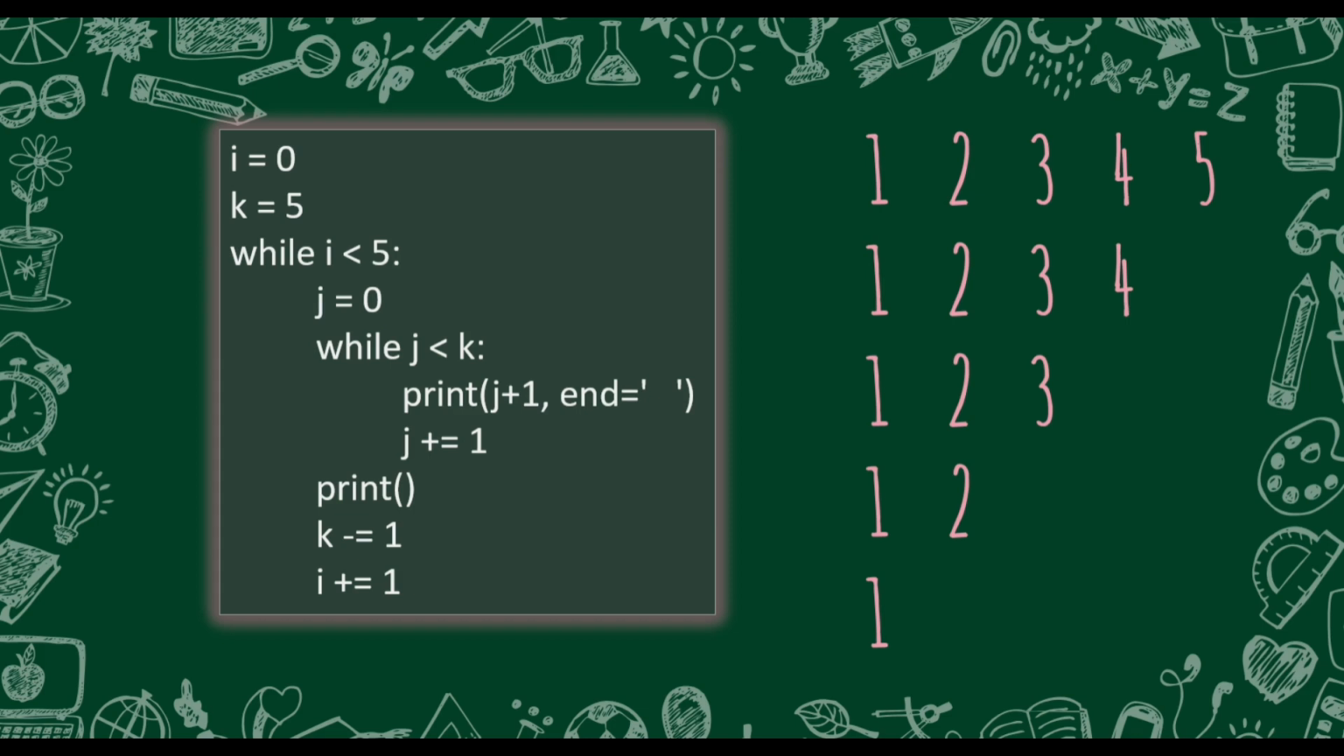Let's see how to print a right angle number triangle pattern. Let's move to Visual Studio Code and execute this pattern.